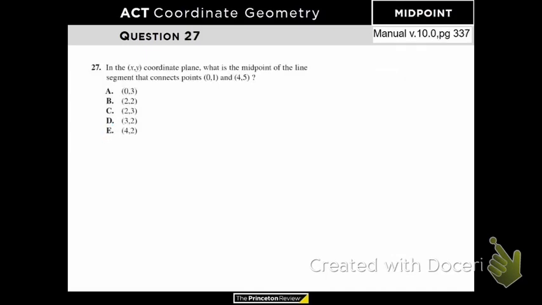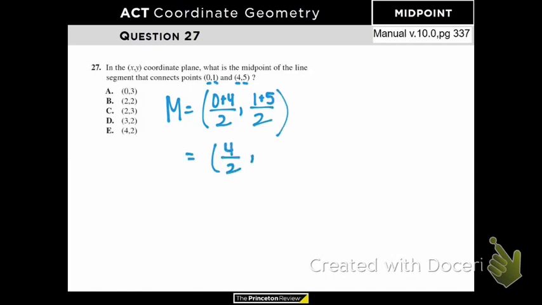Number 27, in the XY coordinate plane, what is the midpoint of the line segment that connects points 0, 1, and 4, 5? So again, a simple midpoint problem. I'm going to add my x's together, divide by 2, add the y's, divide by 2. So I get 4 over 2, and then 6 over 2. So the midpoint is at 2, 3, which is C.